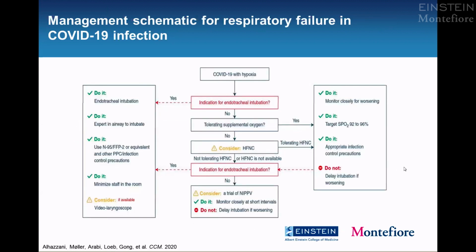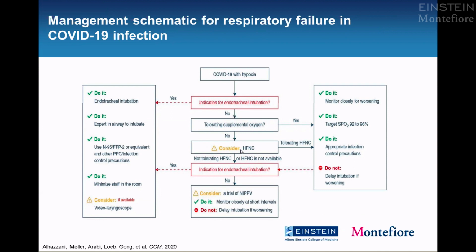This is a schematic for how to approach hypoxia in the COVID-19 patient, and really, it's just a great summary schematic generated by the group at SCCM, describing everything that we've been talking about. Your patient is admitted. You'll know pretty much up front if they have an indication for endotracheal intubation in the ER. This can change over time, certainly, but up front, if there's no indication for intubation and they're tolerating supplemental O2, close monitoring with the parameters that we mentioned.